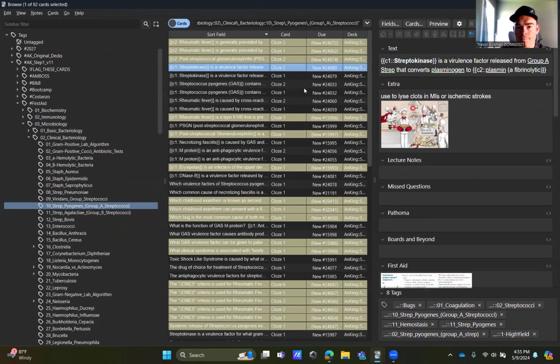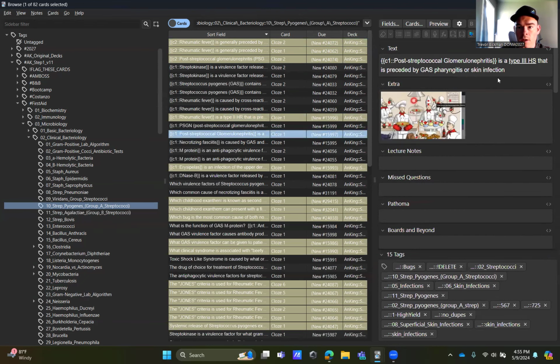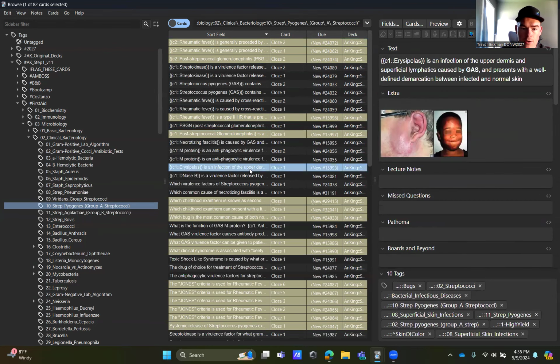So grab that chunk, and you're going to skip over this type 2 hypersensitivity reaction, grab the one in between, and then skip this type 3 hypersensitivity reaction. Grab 1, 2, and 3 here. Then you're going to skip this erysipelas. I don't know how to say that word, but there's plenty of cards here for that, and I activated, I think, 1 or 2 of them.